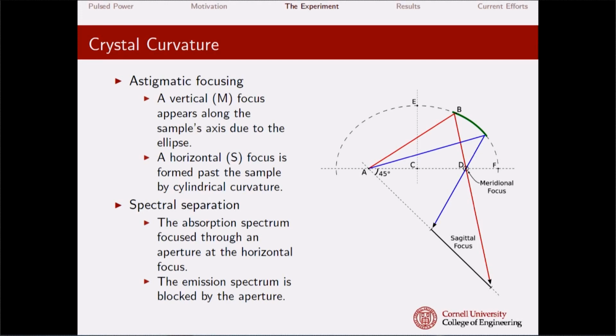The reason that we do this is that we can then put an aperture around the sagittal focus and only permit the absorption spectra to make it through. If the sample is then allowed to get hot and it radiates, most of that radiation is going to be blocked by the aperture. And additionally, anything that does make it through hasn't interacted with the crystal, so it's not dispersed into its individual components. So it shows up as a uniform background, and it doesn't fill in the absorption features that we were trying to study.